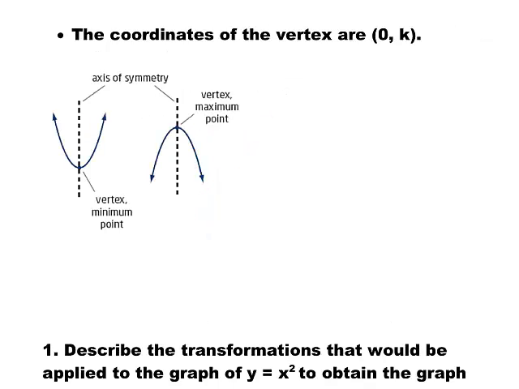For the quadratic equation y equals ax squared plus k, the coordinate of the vertex is given by (0, k). This means that the x value of the vertex is 0, and the y value of the vertex is going to be k.